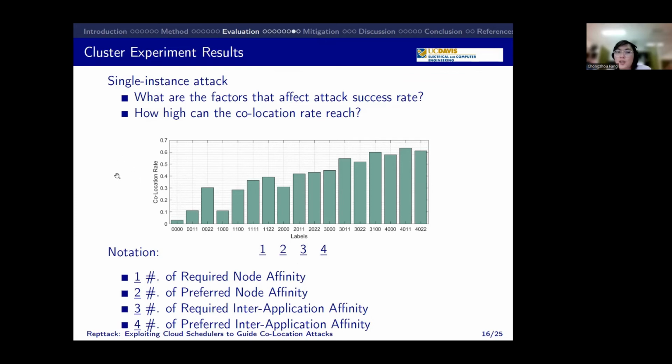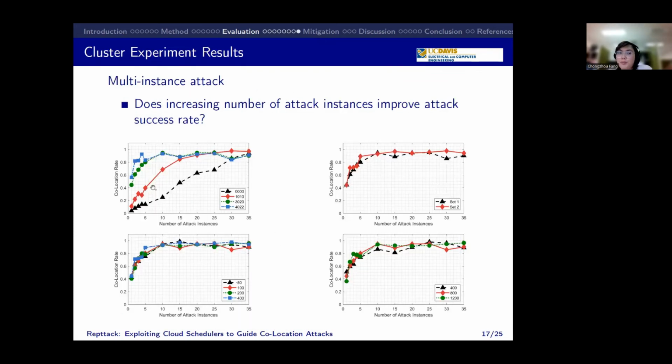We can see that there is a similar trend on this page. For multi-instance attack, increasing the attack instances does improve the attack success rate. Also, from the 4 figures shown on this page, we can see that collocation rate is only related to the number of affinity specifications users generate, and irrelevant to the types of users or victim applications, percentage of victim applications, or total number of applications in the system.